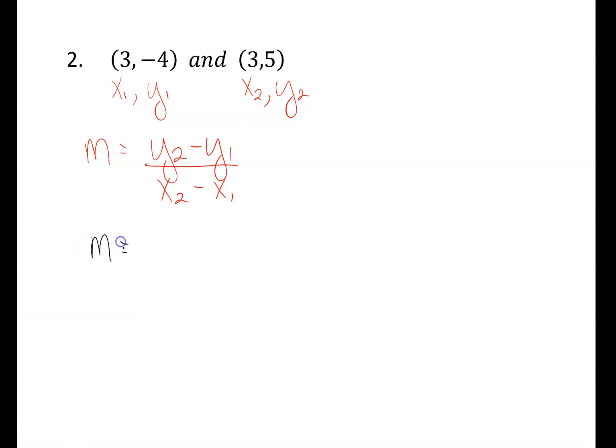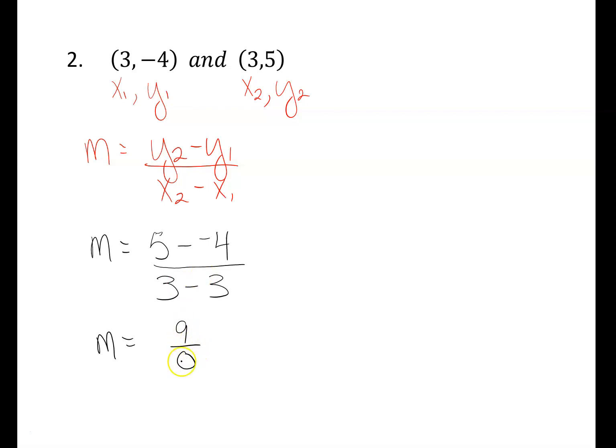Okay. So I'm going to put y2 first. y2 is 5. Minus y1 is negative 4, so minus negative. And for the x's, I've got 3 for x2. Minus, I also have a 3 for x1. Okay, so on top, 5 minus negative 4 is like 5 plus 4, so that's 9. On bottom, I get 0.